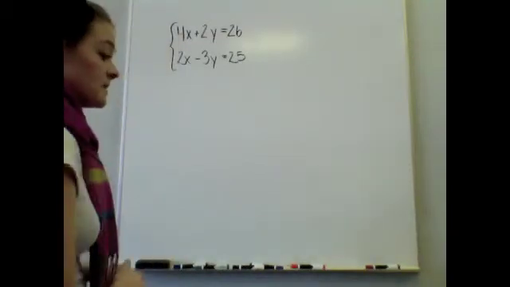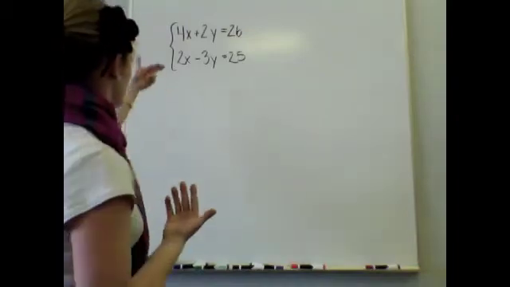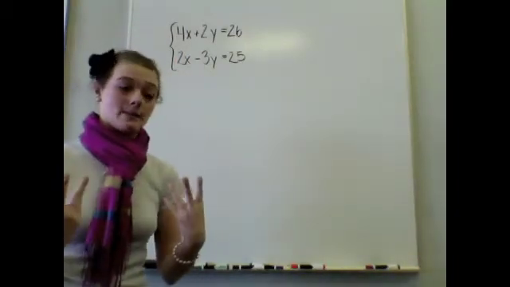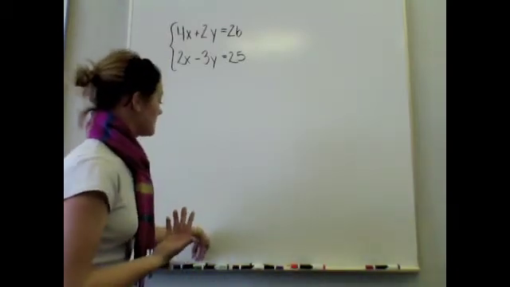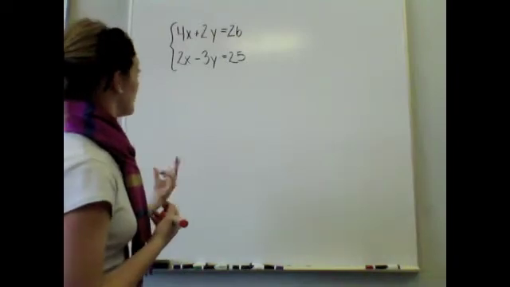Alright, so looking at these two, there's not an easy way to just eliminate. There's a 4 and a 2 for the x, and a 2 and a negative 3 for the y. Nothing will clearly eliminate. So what I have to do is multiply one of my equations by a value to eliminate one of my variables.